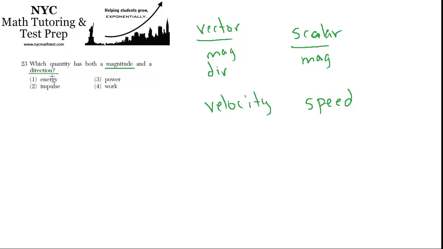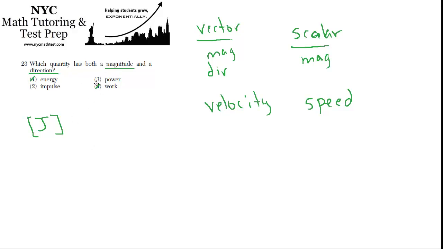Let's talk about these. Work and energy are actually the same, right? We talked about that in the last video. They have units of joules. You can't use joules in a particular direction. So work and energy don't really have a direction. They can't be vectors. And also, helpful hint for multiple choice tests, if two of them are kind of the same thing, they can't both be the answer. So it sort of makes sense right off the bat to cross out energy and work.